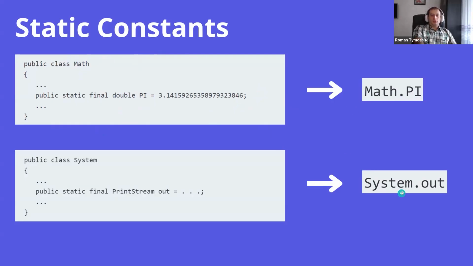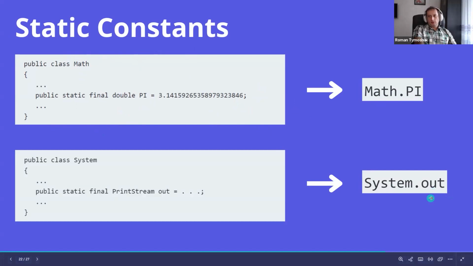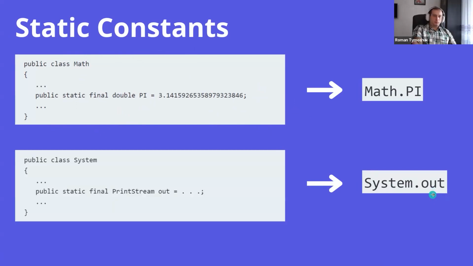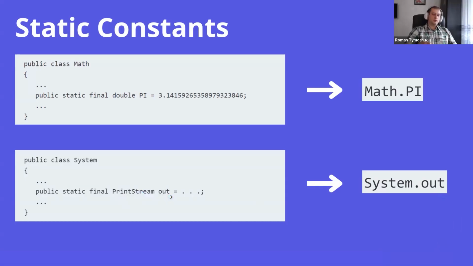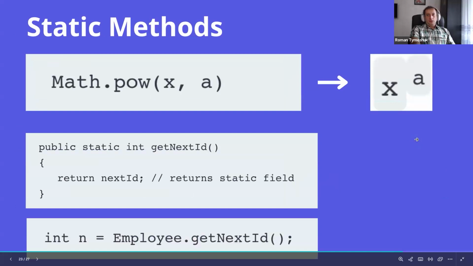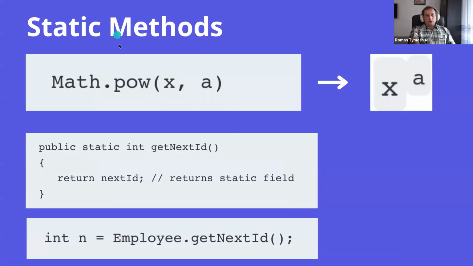Or the pretty common System.out class, which is used for printing and for getting input from the console. It already defines the output stream, and it's a single one. So you are working with a single context of the input-output streams in your app, and it is identified only once. As it's a single one for the whole JDK, there's no need to create many of these objects. Another good example of a static method is powering, so power x by a.